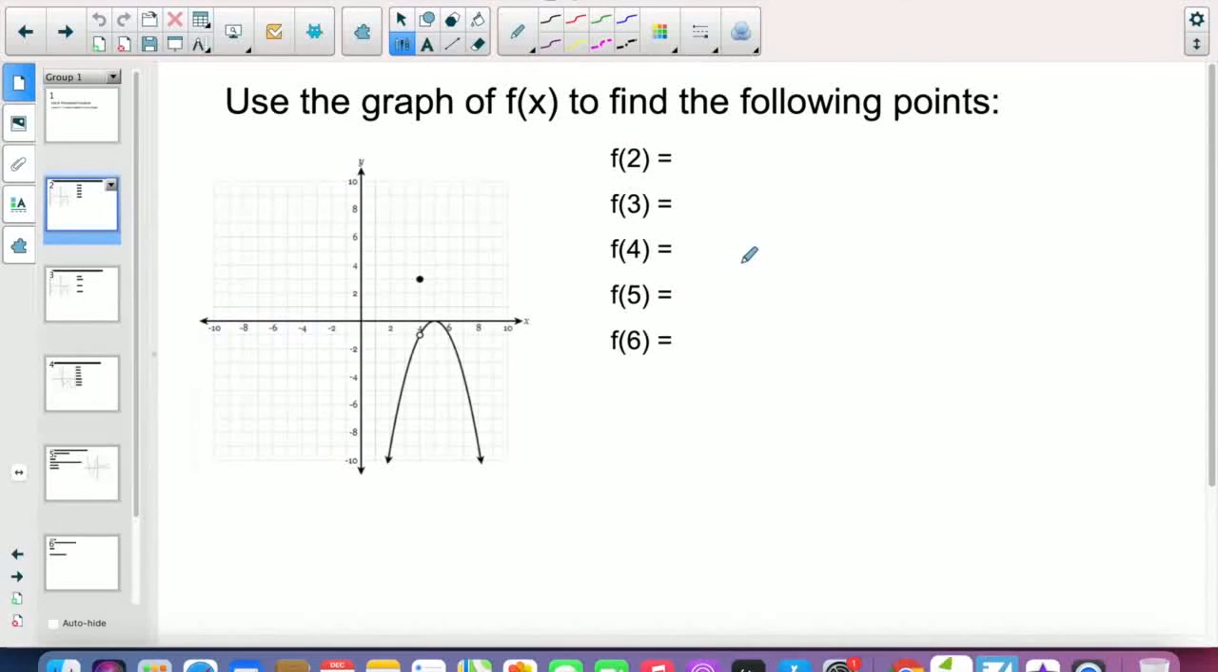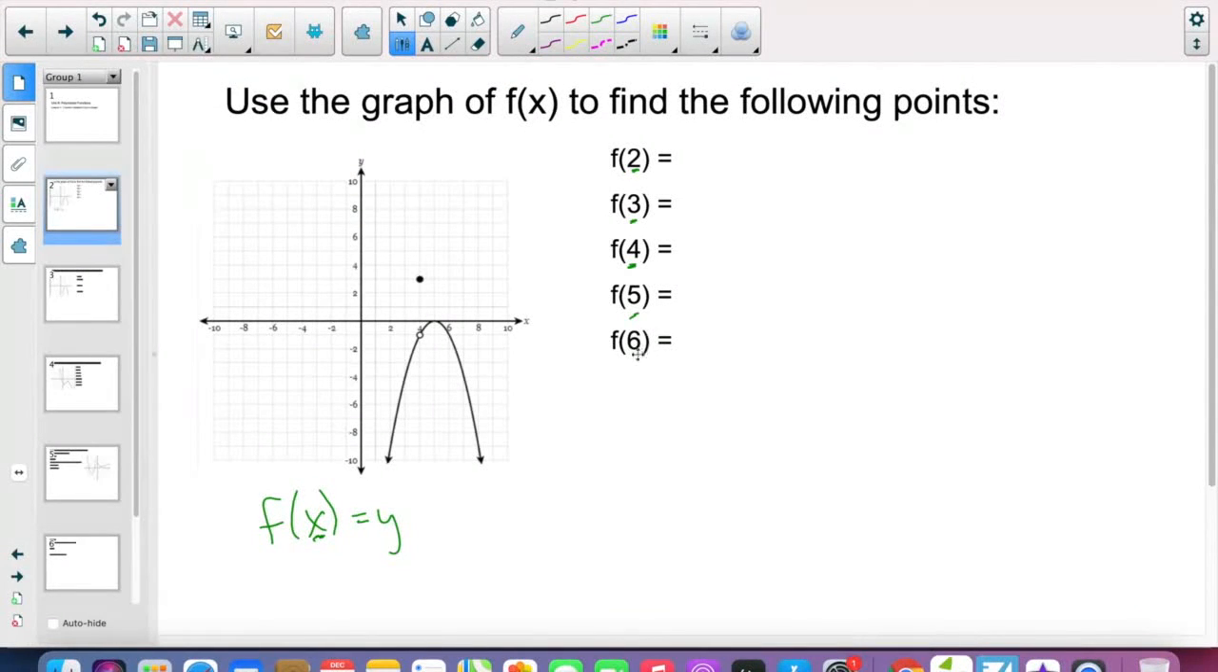In this example, they're asking us to use the graph of f of x to find the following points. They give us f of 2 equals, and they want us to find the y value for f of 2. And remember, back earlier in the semester, we learned that f of x is the exact same thing as y. So anytime you have f of x equal to something, we know that you're finding the y value. So if x is the number inside the parentheses, basically what they're asking us to find is the y value when x equals 2, and when x equals 3, 4, 5, and 6.